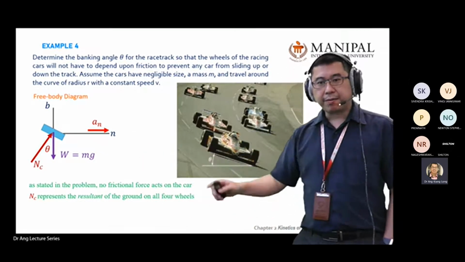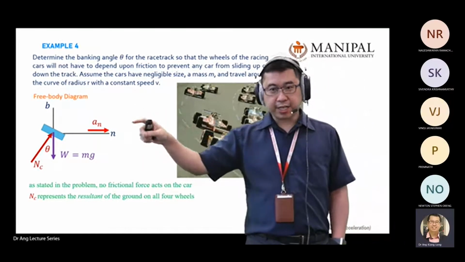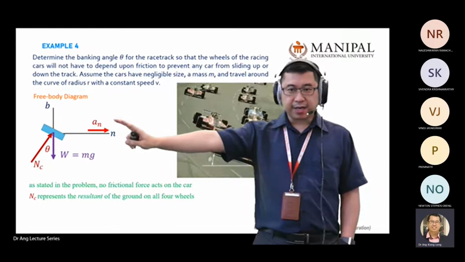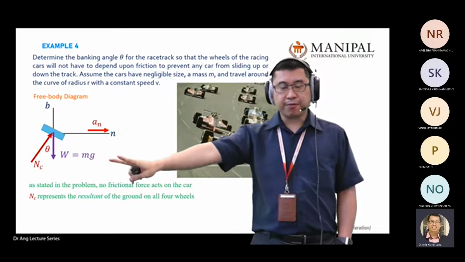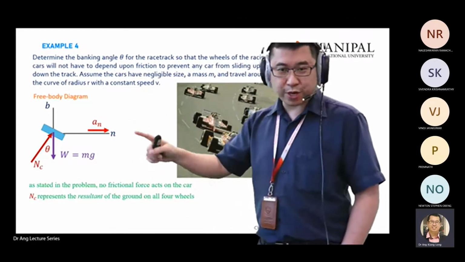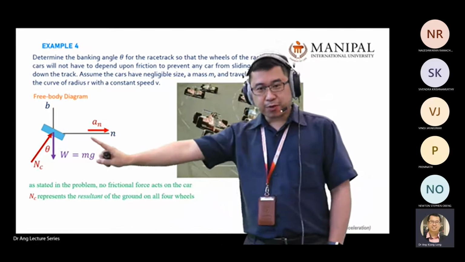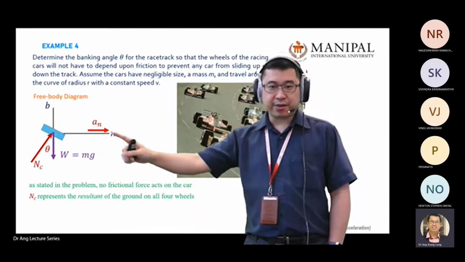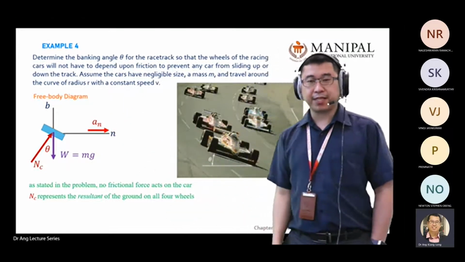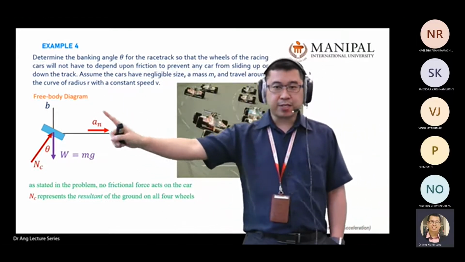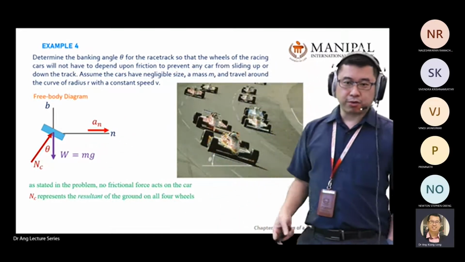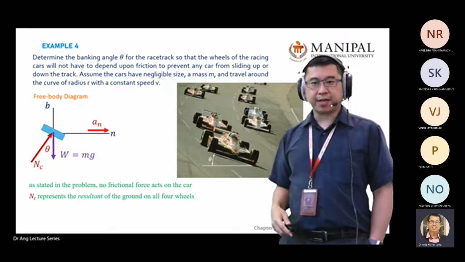Actually, in example 4, I'm combining diagrams because I take it to a more advanced stage, or you can say your lecturer is lazy to draw another diagram. So I just put an acceleration diagram over here. This is a combination of a free body diagram and a kinematic diagram. In kinematics you will see acceleration, so I just put acceleration inside my free body diagram so that I don't need to draw the same diagram again and again.